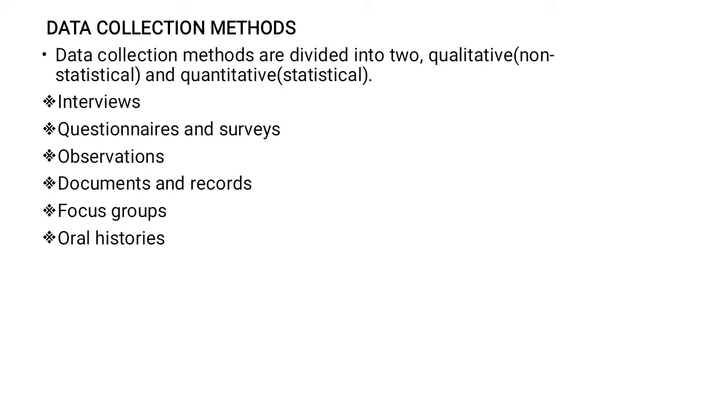Examples of primary data collection methods are through surveys and interviews, while examples of secondary data collection are magazines, applications like Kaggle, newspapers. Some of these data collection methods are interviews, questionnaires and surveys, observations, documents and records, focus groups, and oral histories.